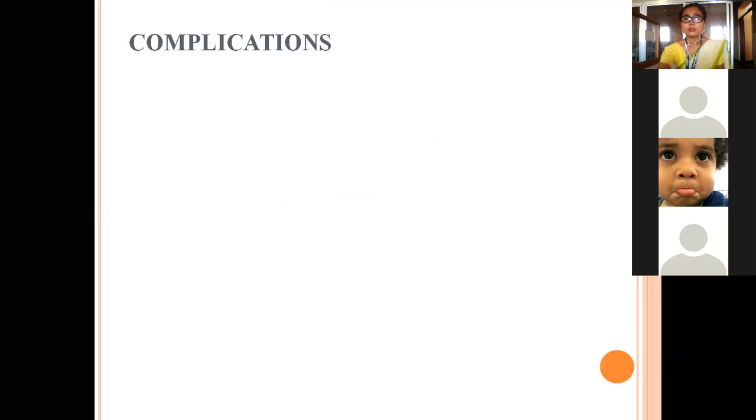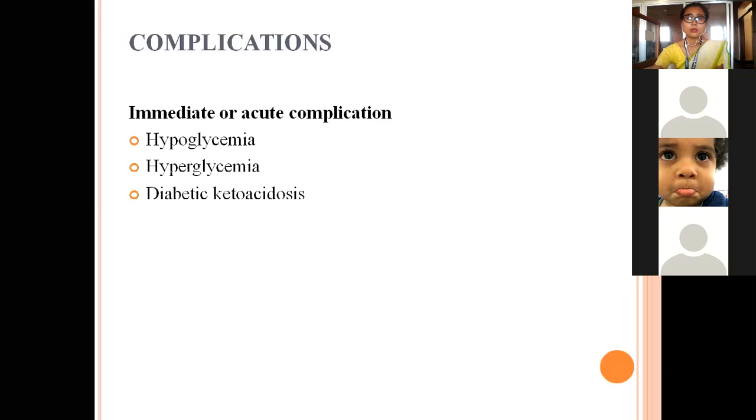Complications. The complications of diabetes are of two types: acute complications or long-term complications. The first, let's see, is the immediate or acute complication. Hypoglycemia, which means low glucose level, and hyperglycemia, which means high glucose level. And diabetic ketoacidosis. Diabetic ketoacidosis I will explain in another class.